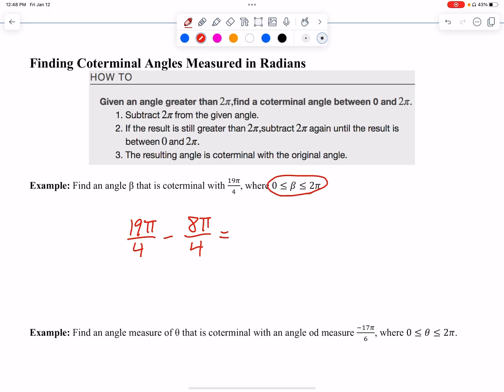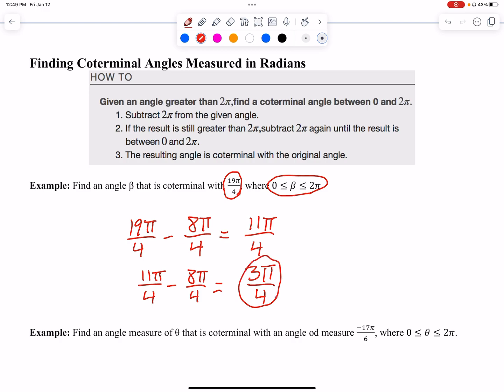If I do that, I get 11 pi over 4. 11 over 4 is bigger than 2. That is still not correct. I need to subtract another full revolution out, so that's 8 pi over 4, which is going to leave me with 3 pi over 4. So I know that this big 19 pi over 4 is the same thing as 3 pi over 4.